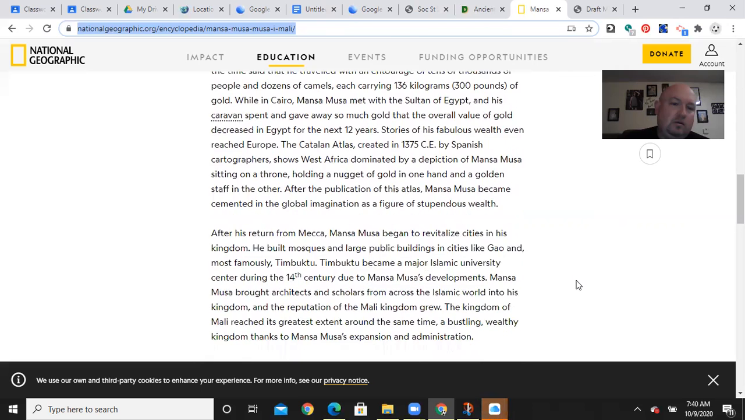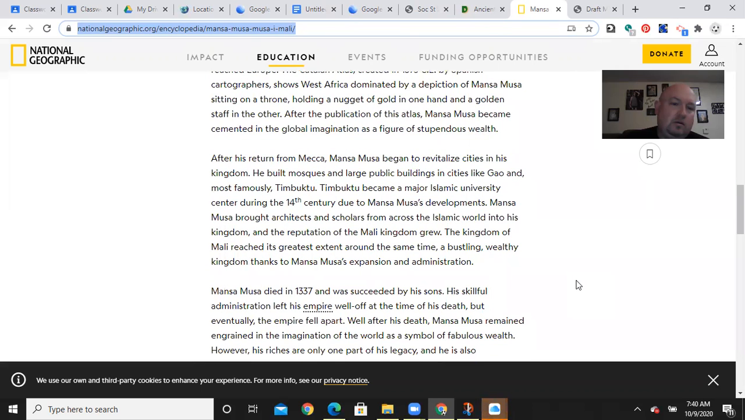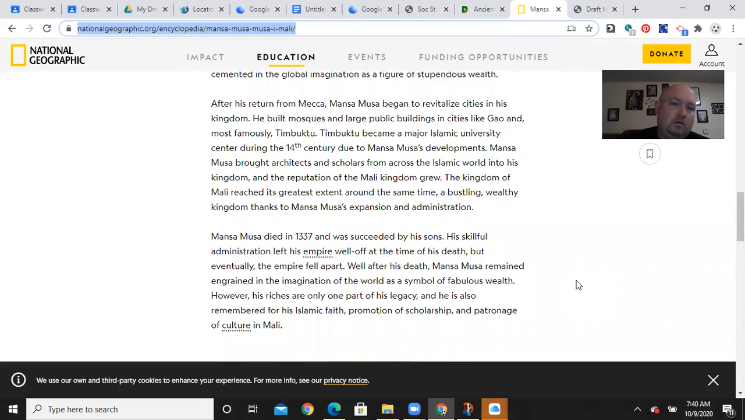After his return, he did a lot to build up the culture, like academics and education, and brought in scholars from around the world. Unfortunately, once he passed away in 1337, his sons were not as competent as he was. So we find that the kingdom of Mali was a descendant of Ghana.